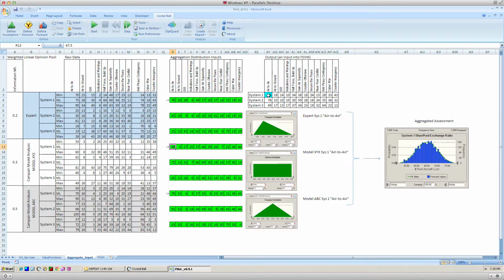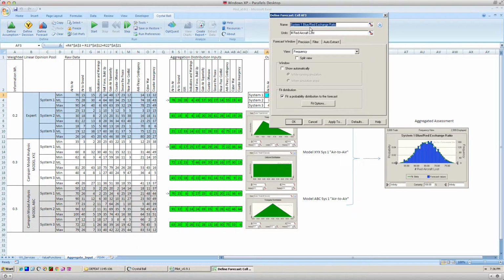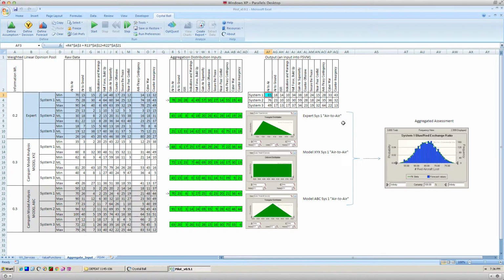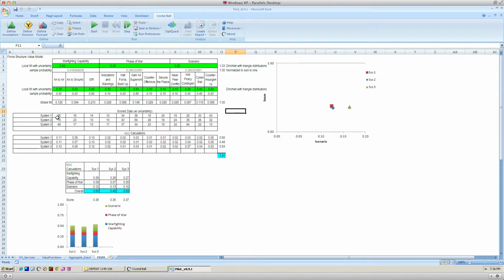And so here is the forecast, or the output. Once I do the weighted linear pool algorithm through simulation, I end up with system 1's blue-red exchange ratio, which is the number of red aircraft that are lost. I'm essentially convolving these 3 distributions and combining them with respect to these weights and their draws from their distribution. The output is a new distribution, which then becomes an input into my value model.